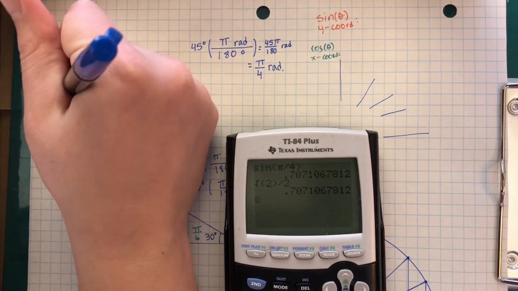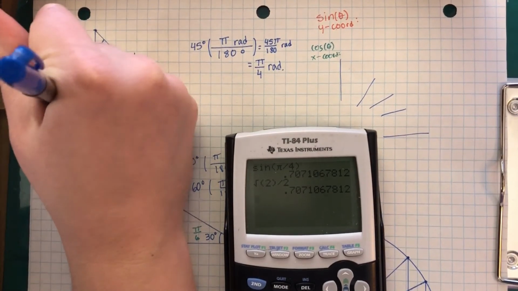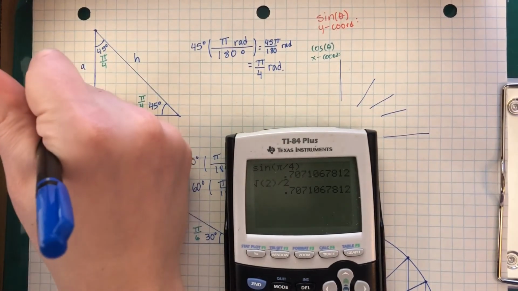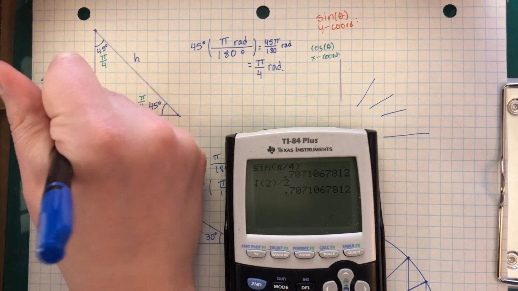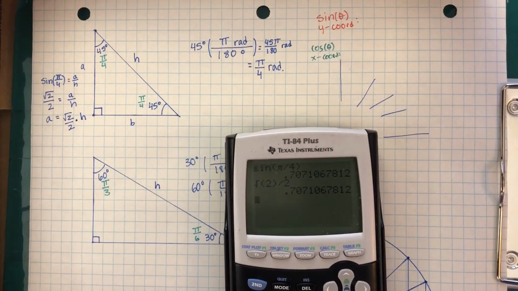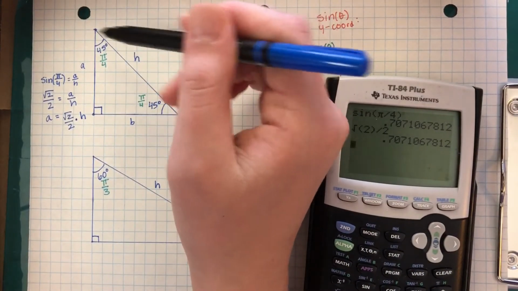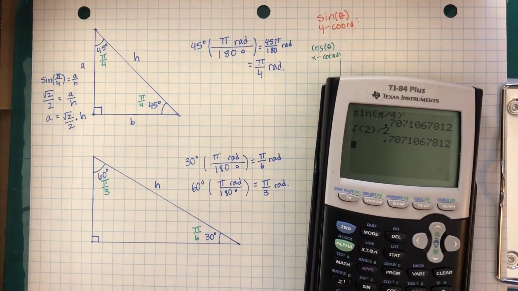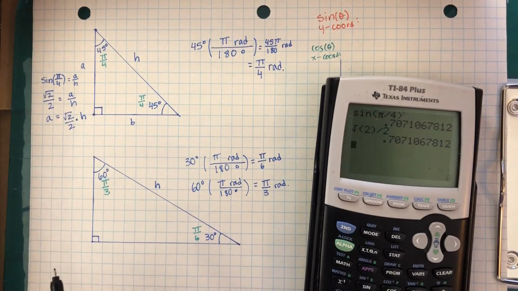So, square root of 2 over 2 equals A over H. That means that A would equal square root of 2 over 2 times H. These two angles are the same, meaning these two sides are the same. So we know that B should also end up being the square root of 2 over 2 times H.